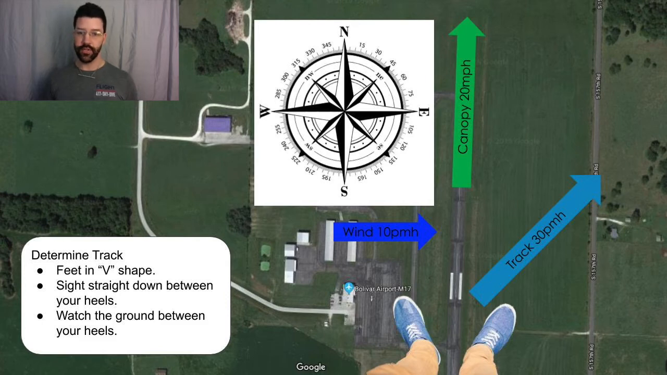In this situation, if your canopy is pointed straight north, right down the runway, but the wind is coming from your left side, it's going to push you to the right across the ground. So what will happen is, looking between your heels, you will notice that you start drifting to the right of the runway. In order to correct that, you're going to have to turn the canopy a little bit into the wind to start drifting back left over the runway.